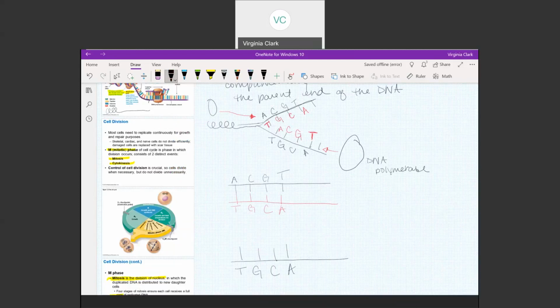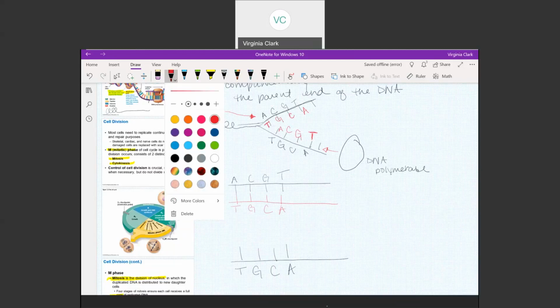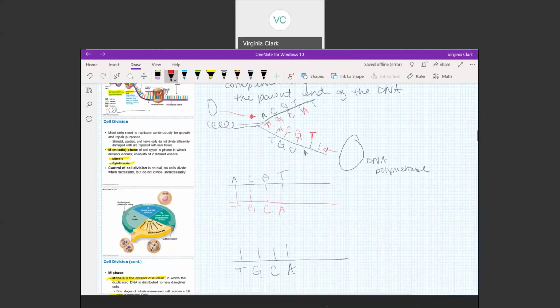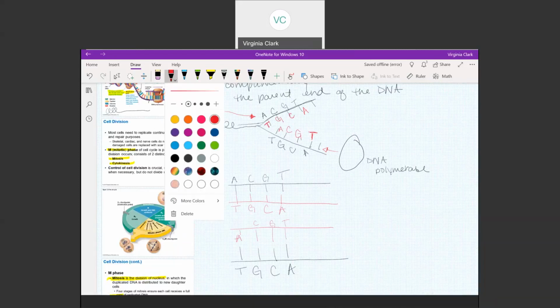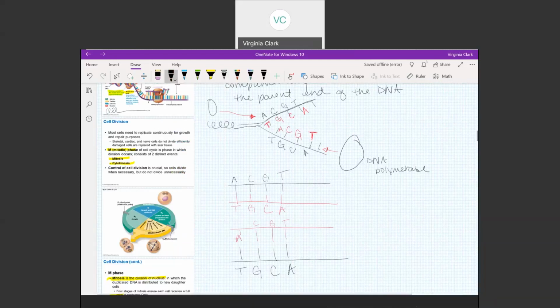And then what the DNA polymerase did is it added in the complementary nucleotides. So to my T, it added an A. From my G, it added a C. For my C, it added a G. And from my A, it added a T. If you look at this, the black is the original strand, and the red is the new strand. You end up with two exact copies of your DNA.